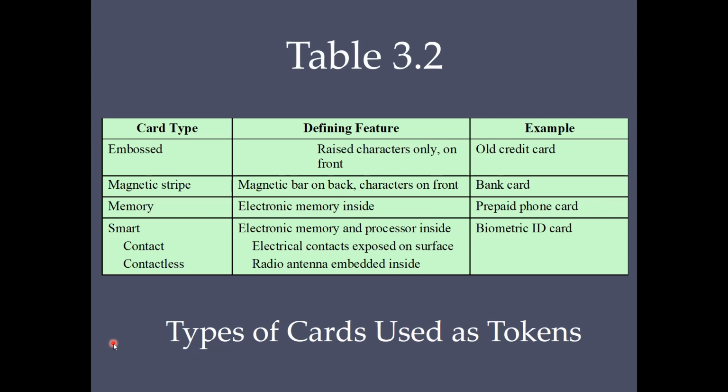Okay, there are different types of tokens. They can be categorized into two different categories. One is the hardware token, and the other one is the software token. A software token is simply an application or your smartphone itself.